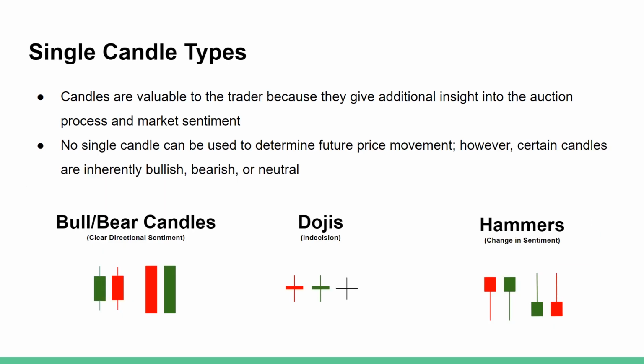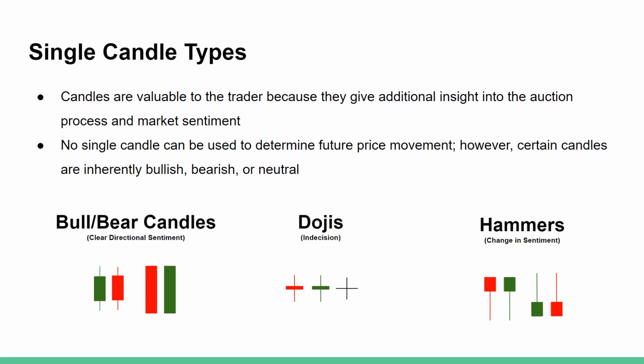So now we're going to go over important single candle types that you should be paying attention to as you try to read and interpret price action. Candles, as we've stated, are super valuable to the trader because they give you additional insight into the auction process and what the market sentiment is moment to moment or hour to hour. No single candle can be used to determine what the future price movement is going to be, so don't try to read it in that way.